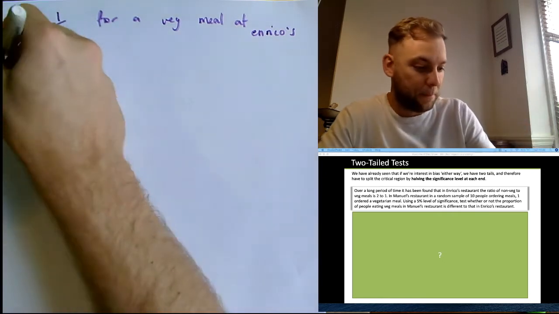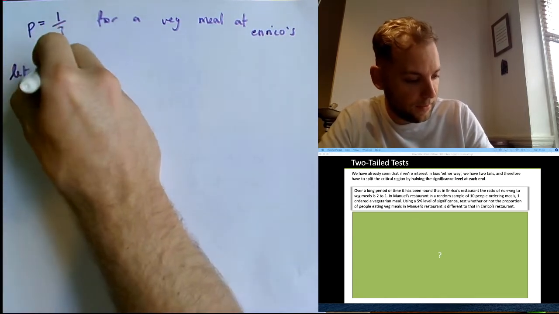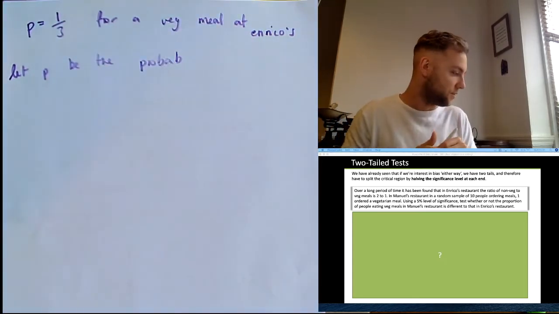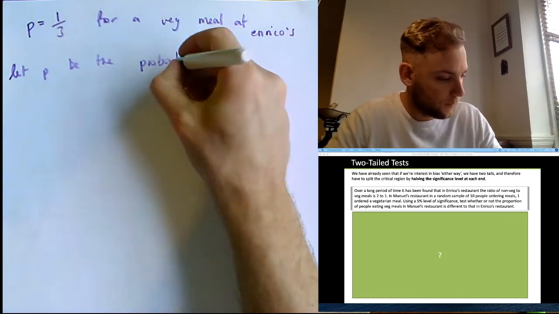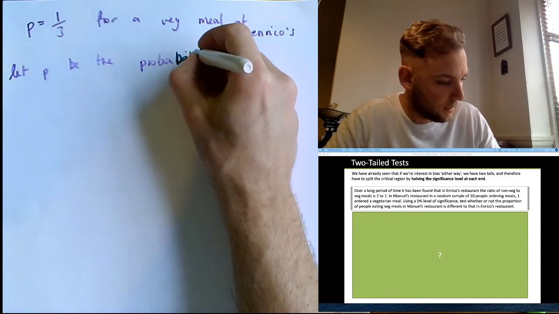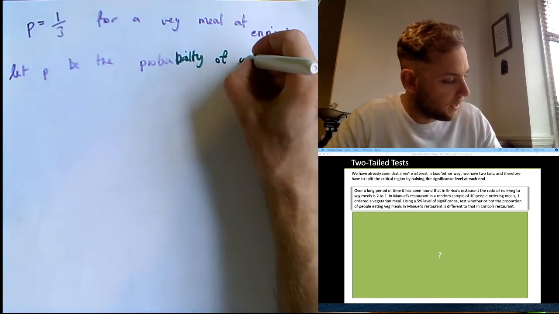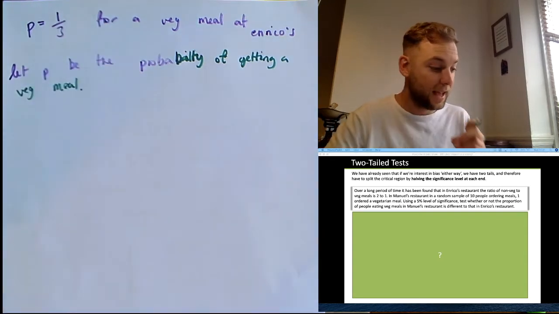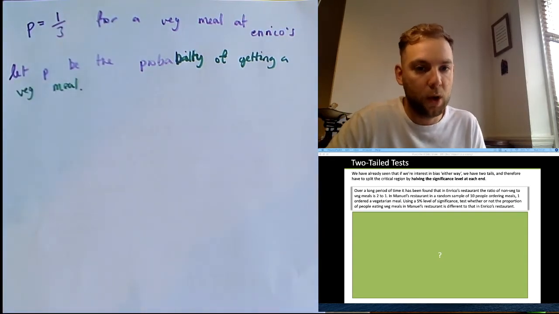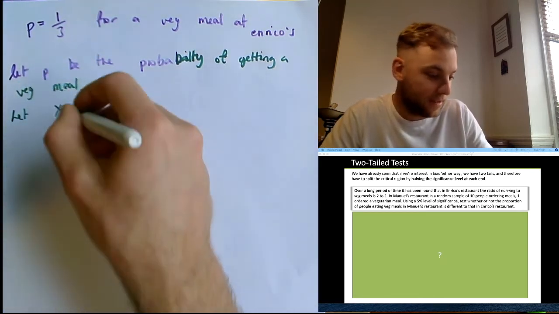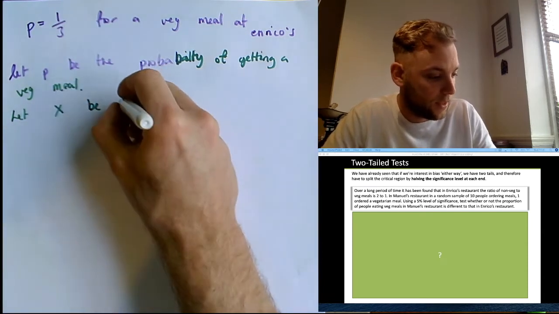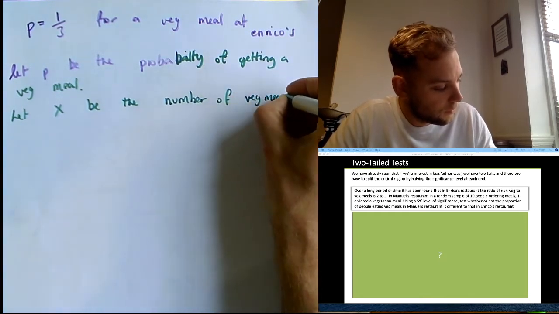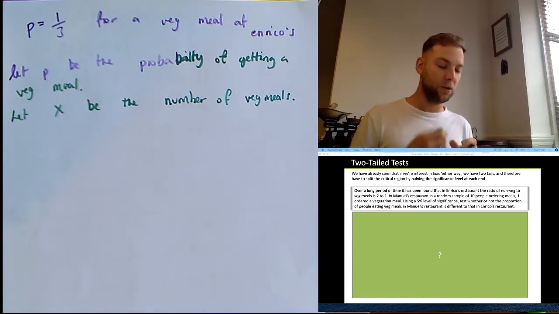So we need to state this, remember: let P be the probability of getting a veg meal. Okay, we're saying that P is the probability of getting a veg meal. And let X be the number of veg meals that we actually get. Brilliant.